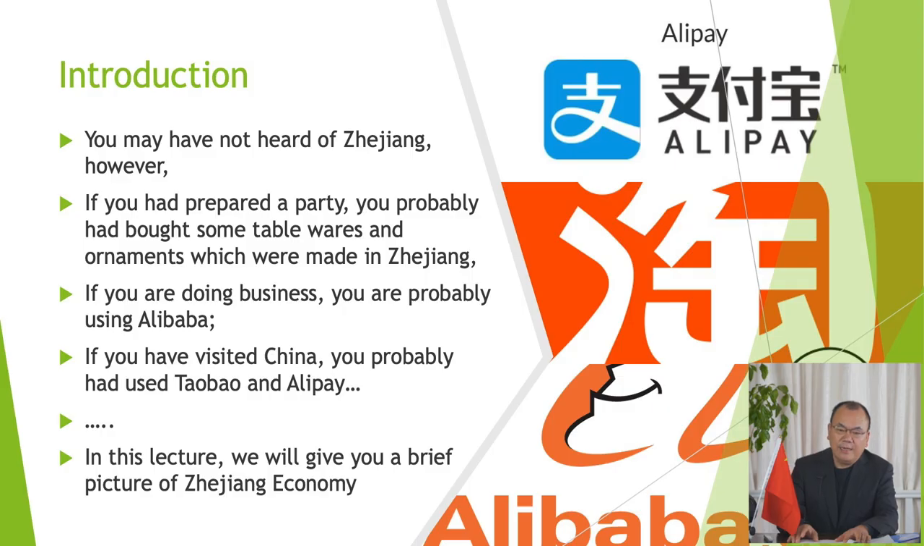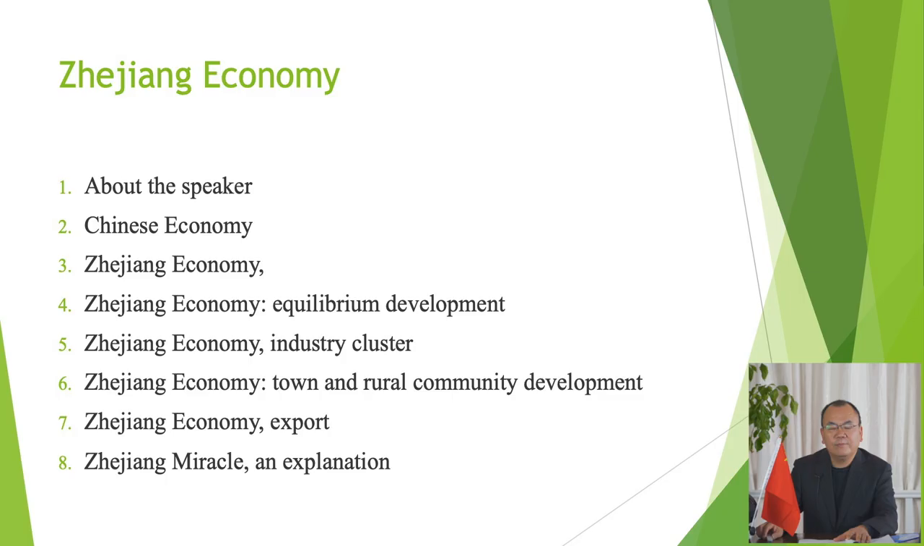So first, I will tell you what we will discuss in my lecture. The outline is like this. We generally have 8 small topics. First, the Chinese economy, then mainly the Zhejiang economy. Because the Zhejiang economy is our topic, we will divide it into several subtopics. The economy's equilibrium, Zhejiang's industry clusters, Zhejiang's vertical community development, and Zhejiang's external economic operation. And finally, we'll summarize that the Zhejiang economy is a miracle in China, and we'll try to give some explanation of this miracle.